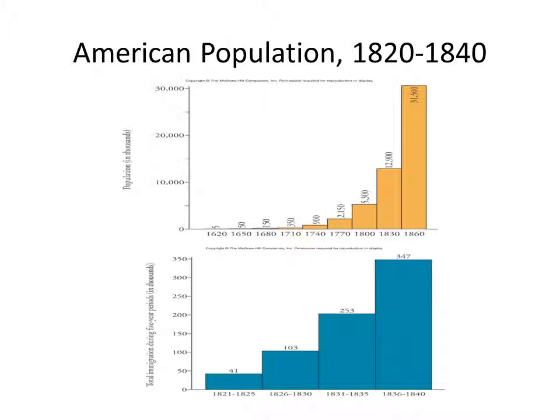So first let's start by looking at these two graphs. The top graph shows us from 1620 to 1860 what's happening with the American population. As we can see, it's very rapidly growing, and really in particular, from 1800 to 1860, it is growing extremely rapidly. Now the bottom graph is showing us one of the main factors between 1821 and 1840. That's immigration. As we can see, the number of people immigrating is doubling almost every 5 years during this time period.